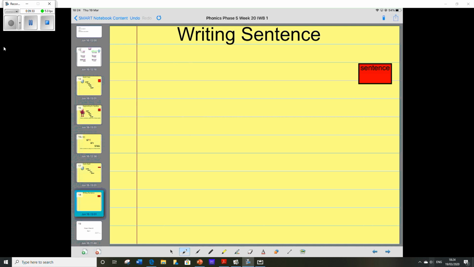So the sentence is, why did the bear eat the pear? Why did the bear eat the pear? And now, grown-ups, if you pause it until the children have finished the sentence. So show your grown up your sentence, have a think about whether you've remembered all the punctuation, and then correct it if it doesn't quite look like this.